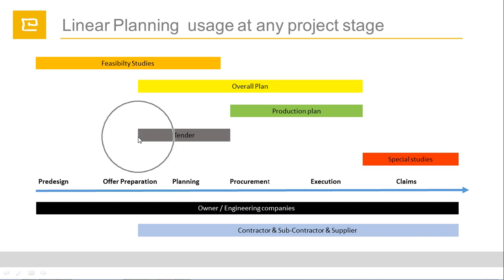And when the tender phase is finished, you can start the detailed planning and production plan, because TILOS is not only a planning system, but also a controlling system where you can enter the progress for performance measurement. Many of our customers use TILOS for special studies such as claim analysis, performance analysis, and change order analysis and impact on the projects. It can be used by owners, engineering companies, contractors, subcontractors and suppliers.